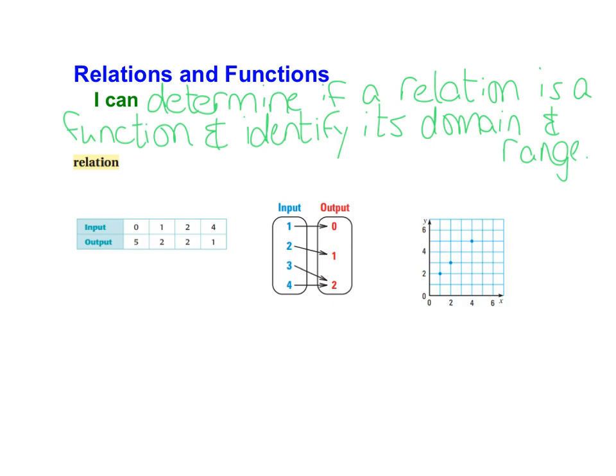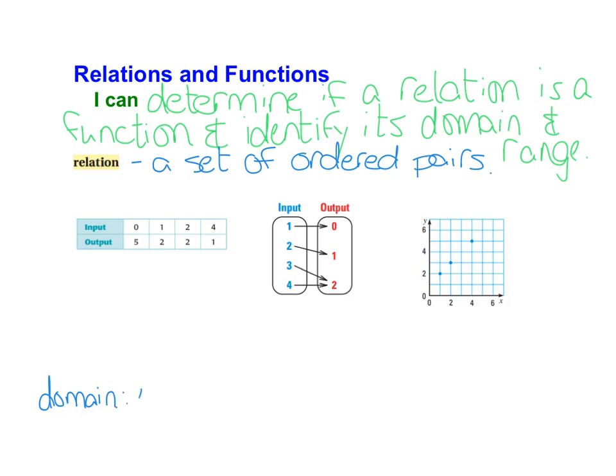A relation is any set or collection. Collection would be a non-mathy word for a set. It is a set of ordered pairs. So we're looking at a bunch of points, okay? That's what we're going to be looking at when we're looking at a function. And a relation has two things. It has the domain, which is all your x values, and it has a range, which is all your y values.